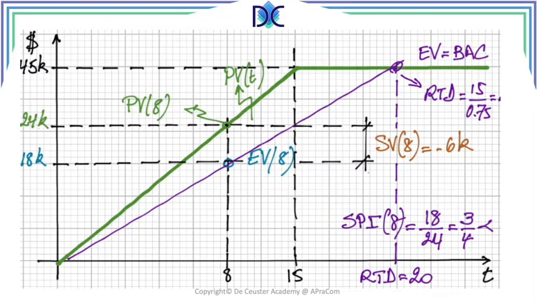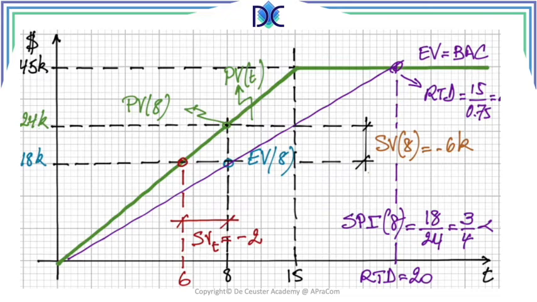But since we define schedule variance as the earned value minus the planned value, we have a different outcome. What we defined before is the schedule variance based on earned time, earned schedule management. And now we are going to see when should we have obtained the earned value from period 8. When should we have obtained 18K? And we go back to the planned value and we see that this should have been reached at period 6.